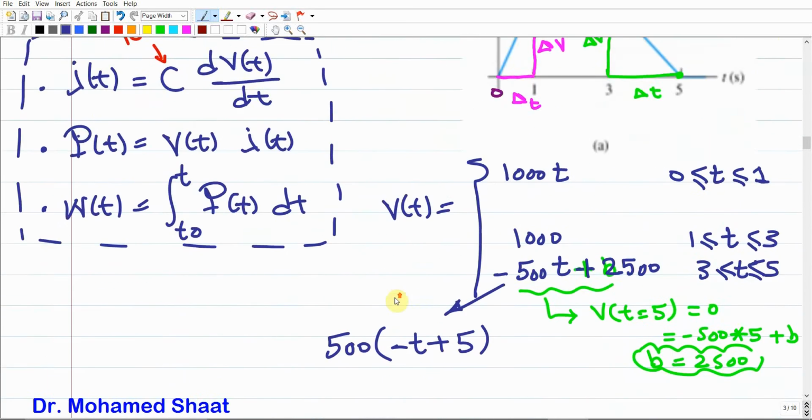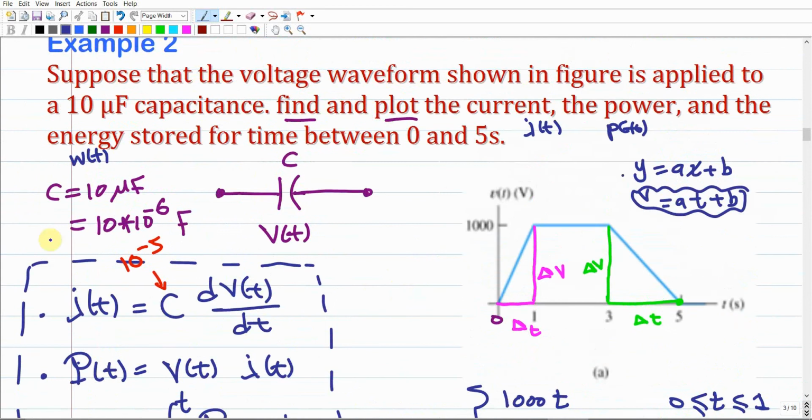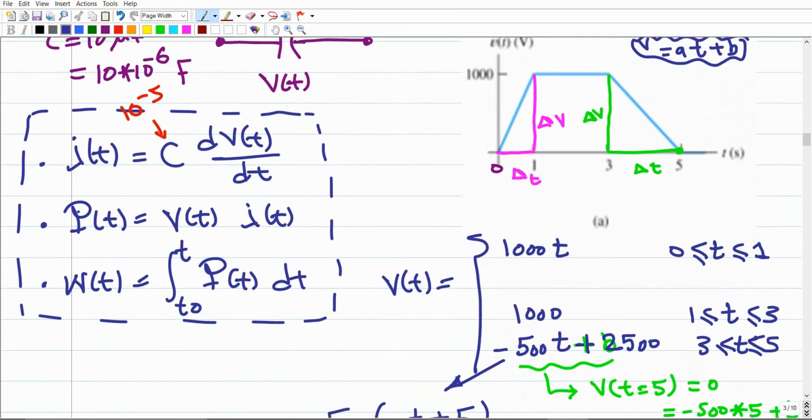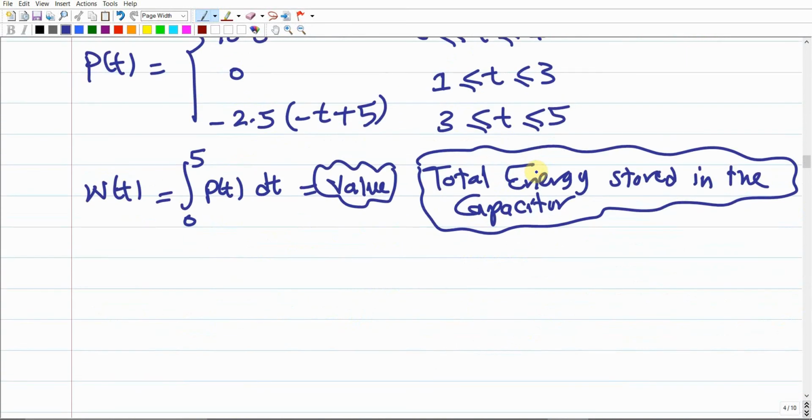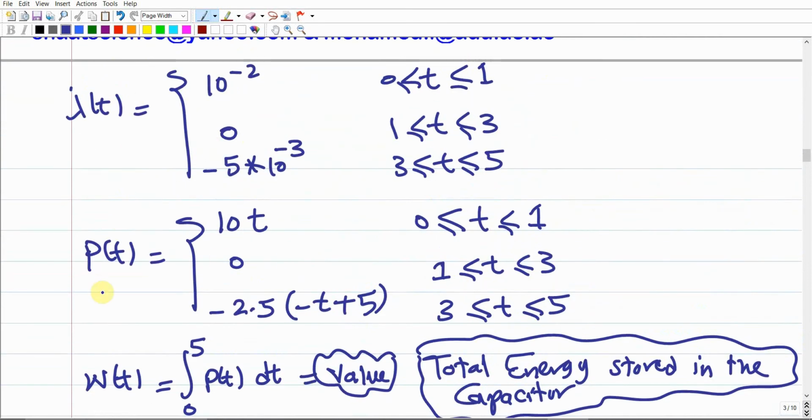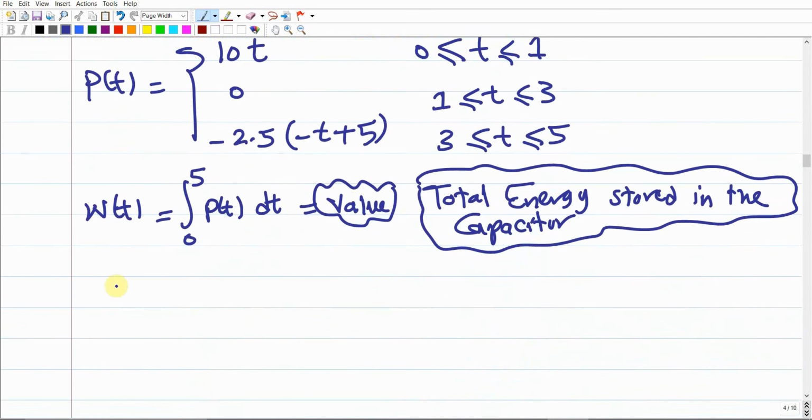But here he asks us to plot the energy. He asks to find and plot the functions of the energy stored within the time period between 0 to 5. It means that for the energy calculation, we have to do the integration without the limits. Just do the integration of the power over the time without plugging in the limits of the integration. So we're going to end up with the energy as functions. Then we can plot these functions, typically the same as we did for the current and the power.